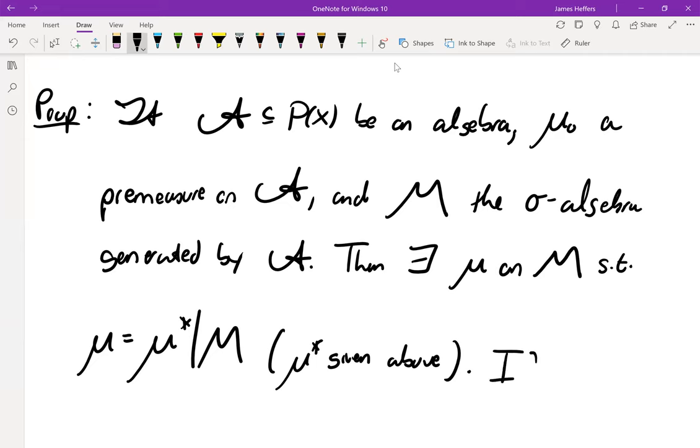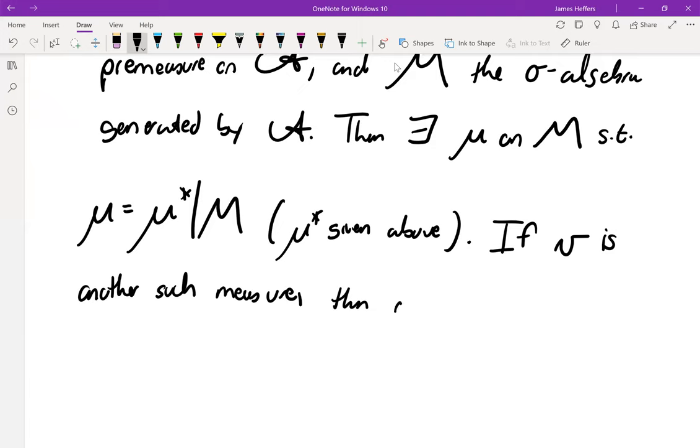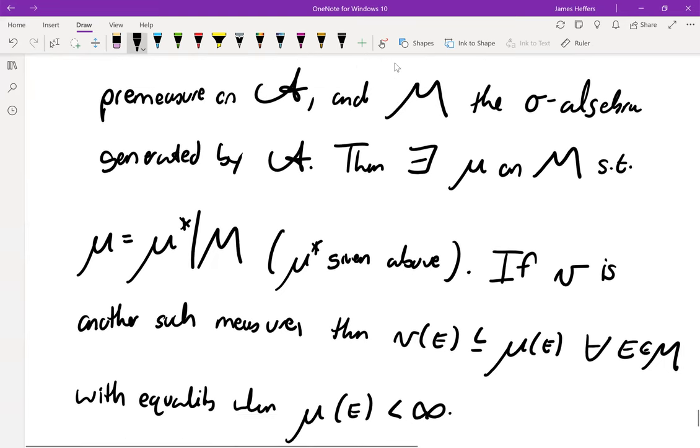And if ν, not μ, but ν is another such measure, then ν of E is less than or equal to μ of E for all E in M, with equality whenever μ(E) is finite. Okay.